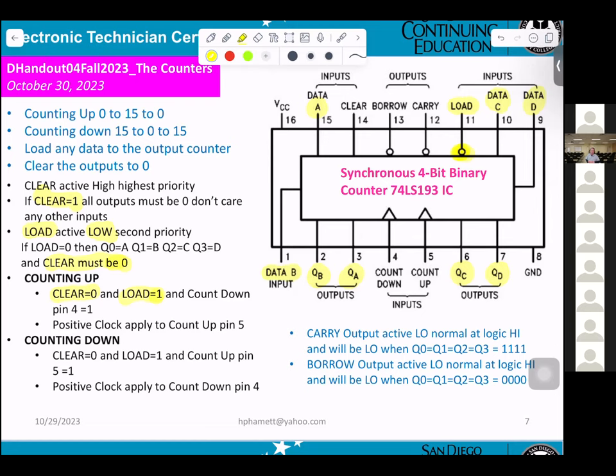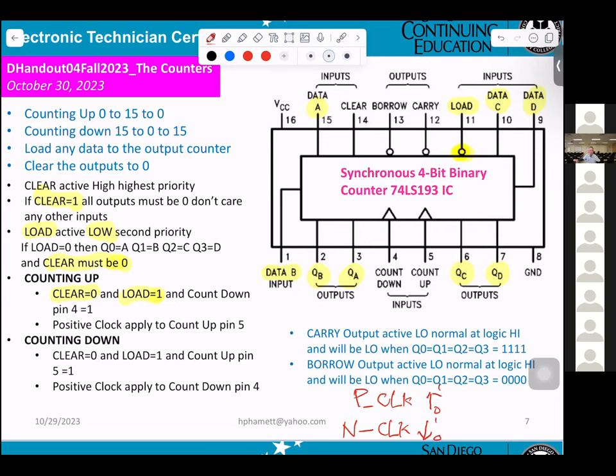And pin number four, countdown, must be at logic one. Positive clock apply to count up in pin number five. You understand on your circuit board, you can get one we call a P clock, and another one will be N clock. P clock, that means the clock going 0 to 1. N clock, clock going 1 to 0.